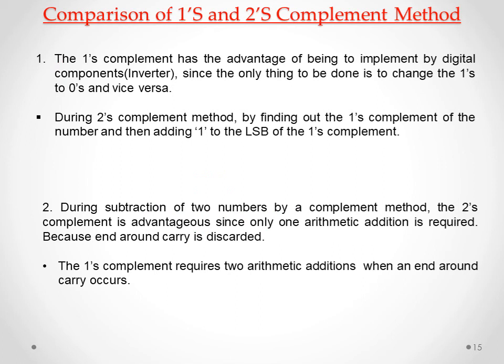The 1's complement has the advantage of being easy to implement by digital components, since the only thing to be done is to change the 1's to 0 and 0's to 1. But in the 2's complement method, we find the 1's complement of the number and then add 1 to the LSB of the complement. Second point, during subtraction of two numbers by a complement method, the 2's complement is advantageous since only one arithmetic addition is required because the end-around carry is discarded in the 2's complement method. But in the 1's complement method, when the end-around carry occurs, two arithmetic additions are needed.